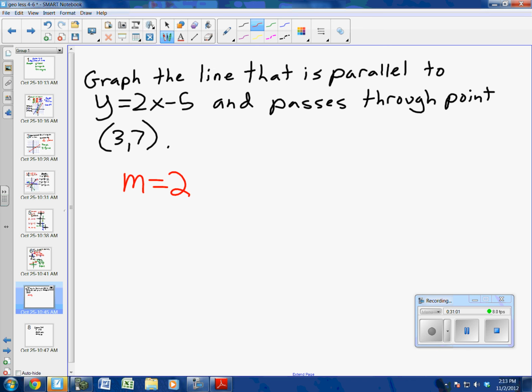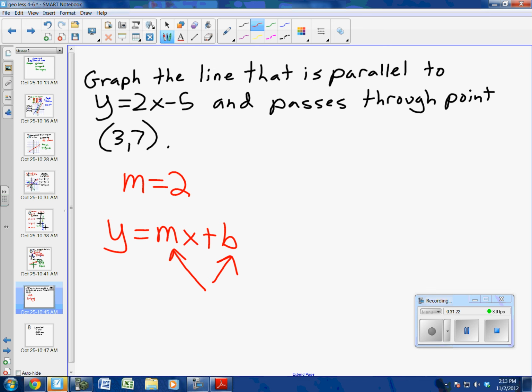Now, to put an equation in the form y equals mx plus b, I need to know 2 things. What are those 2 things? I need to know m and b. Well, right now I know m, right? But I don't know b. B is the y-intercept.